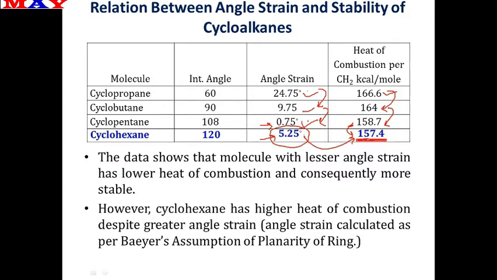So here are the two observations. The data shows that molecules with lesser angle strain have lower heat of combustion and consequently they are more stable. However, cyclohexane has lower heat of combustion despite greater angle strain. Do remember that angle strain here is calculated as per the bare assumption of planarity of the ring. The cyclohexane structure is supposed to have a regular hexagonal geometry.